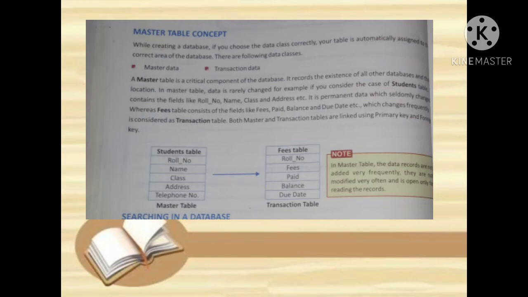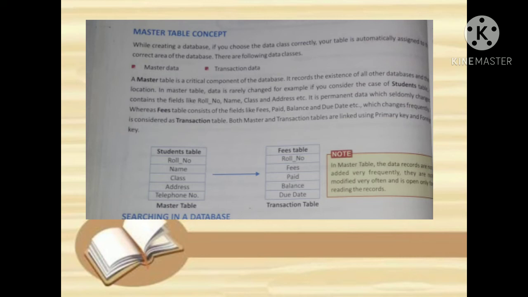There are two types of data classes, master data and transaction data. Now what exactly master data is? Master data means where you don't change the data frequently, and transaction data means where the data needs to be changed frequently. For example, here we'll consider the data regarding the student's record. For example, their roll numbers, their names, addresses are the records which are never going to be changed, or it will be changed very rarely.